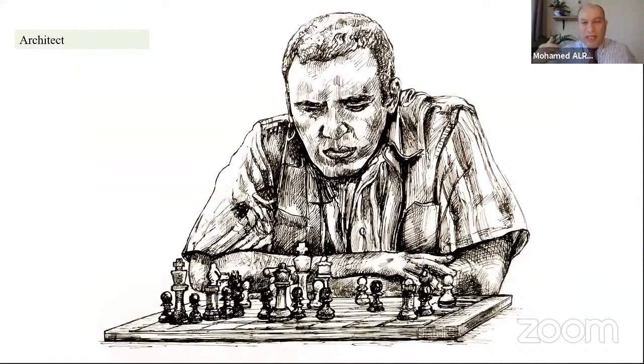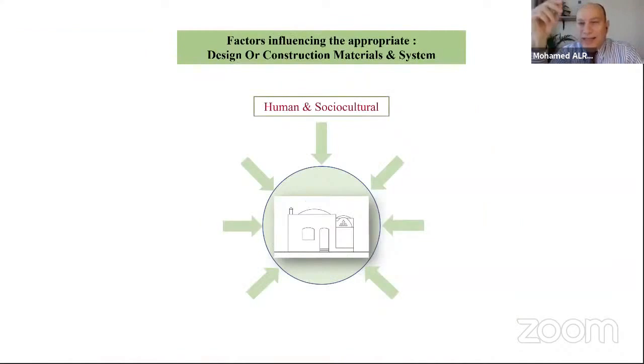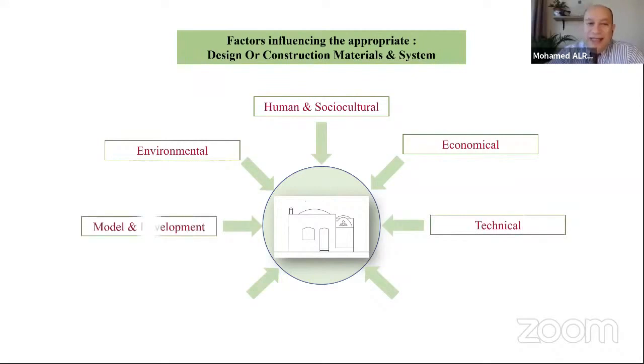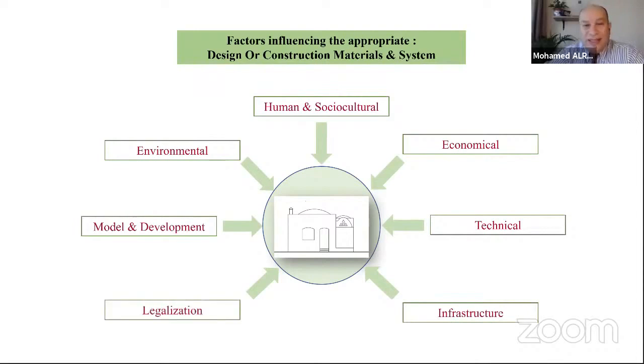I really feel that we, as architects, are like a chess player. He should think about a lot of dimensions and a lot of titles affecting his process. These dimensions that control an appropriate architecture design, I concluded in these 7 titles: the human and socio-cultural, the economical, the environmental, the technical, the model and development, and the infrastructure and the legalization. I'm sorry, I'm not going to explain more, maybe further.